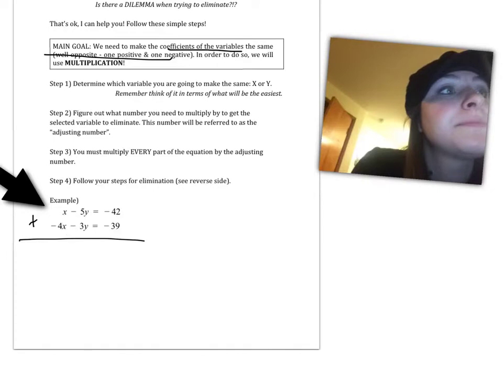So I have to think to myself, what do I have to do to the x in order to make it the opposite of negative 4x? I have to multiply x by 4. So take a look at your next step. We already did step 2. Now we need to multiply every part of the equation by 4. So I'm going to put it all in parentheses. I'm going to put a big 4 in front. I'm going to write it off to the side.